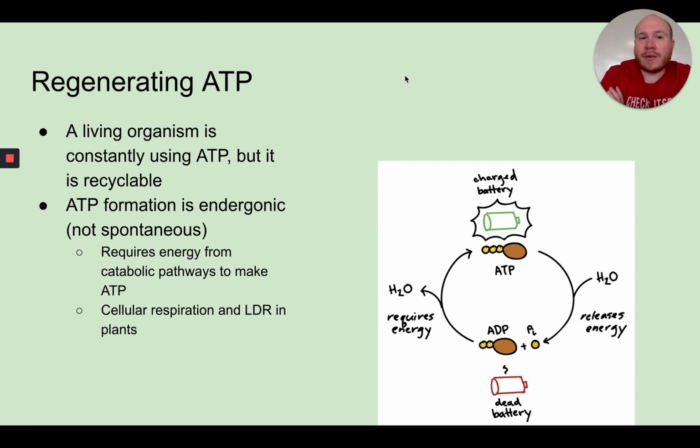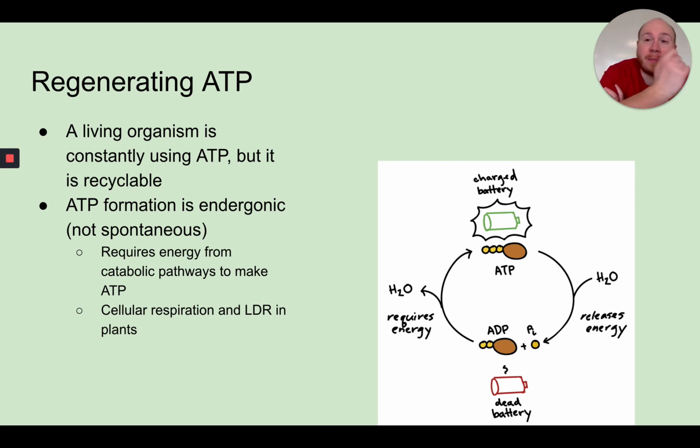So to regenerate ATP, a living organism is constantly using ATP, just constantly, and it recycles it. So it doesn't have to keep making ATP molecules every time it needs energy. Instead, it just reuses the same ones over and over again. And there are millions of them in our cells because our cells are constantly doing work and they constantly need energy. So ATP formation is an endergonic reaction.